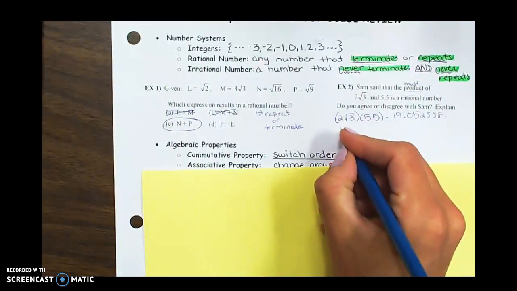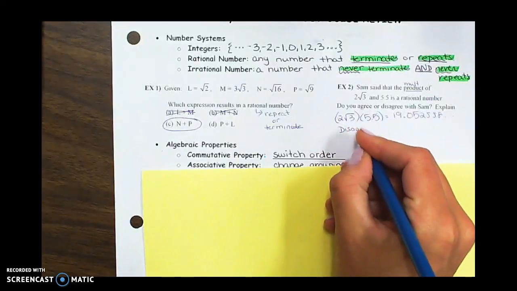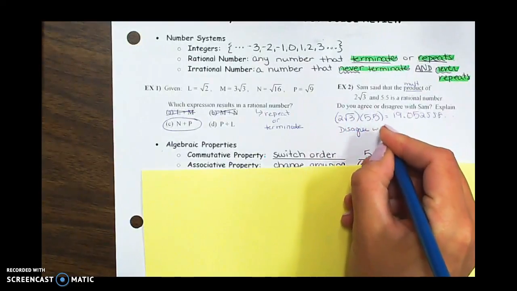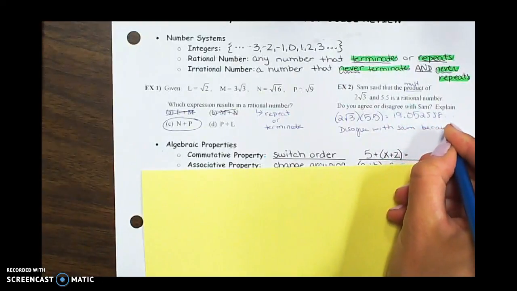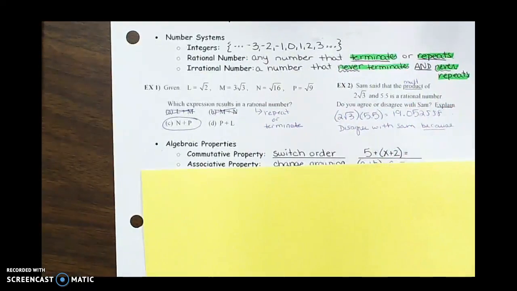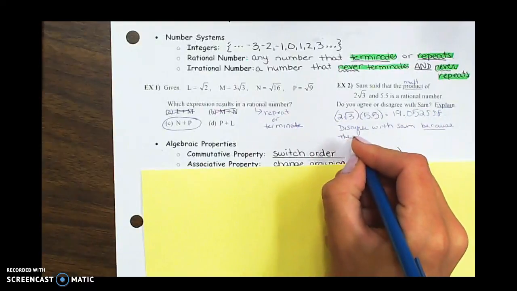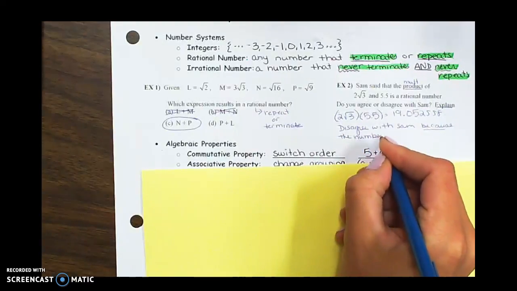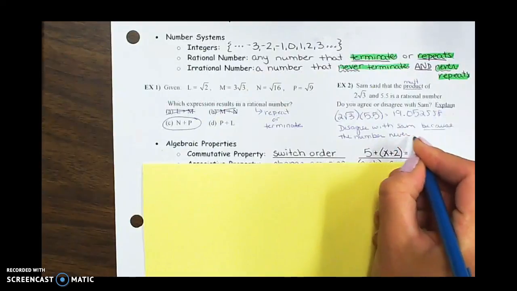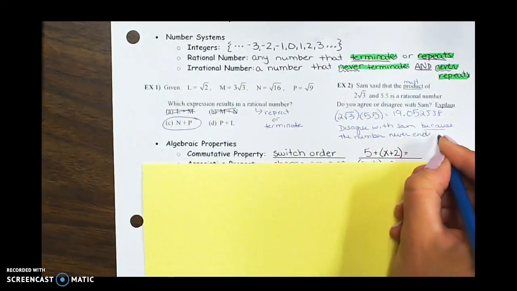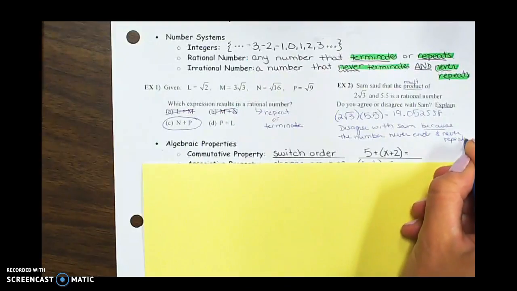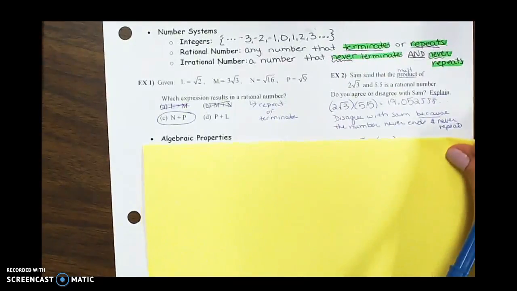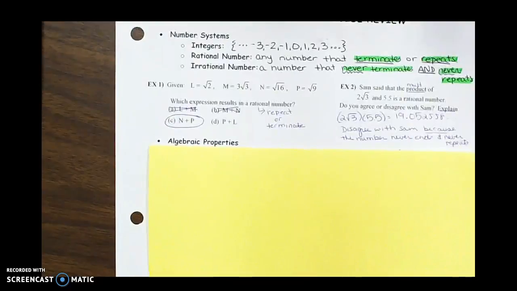So I'm going to say I disagree with Sam. Because, now, because we have that word explain, we have to write the word because. The number never ends and never repeats. And we've got it. All right, so that's our number systems.